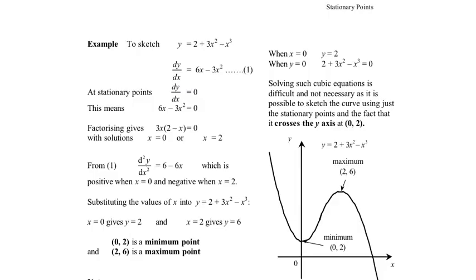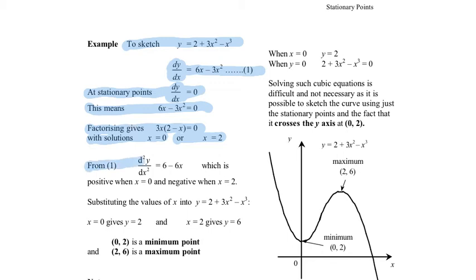For the second example, we want to sketch y equals 2 plus 3x squared minus x cubed. Find the derivative, dy/dx, giving us 6x minus 3x squared. To find the stationary points, put the derivative equal to 0. This means we have 6x minus 3x squared equals 0. Factorizing gives 3x(2 minus x) equals 0. This gives us the solutions x equals 0 or x equals 2.